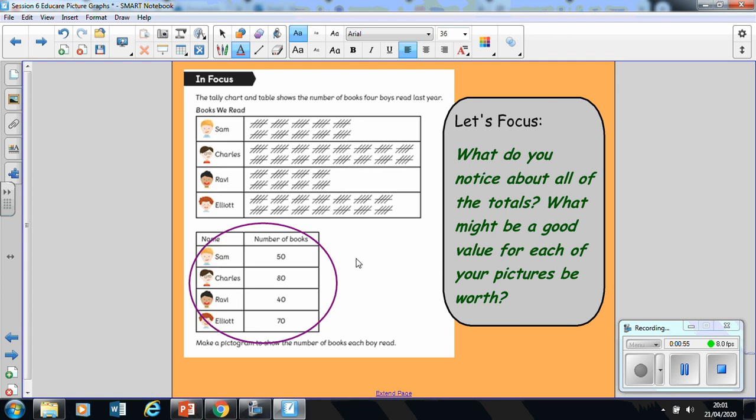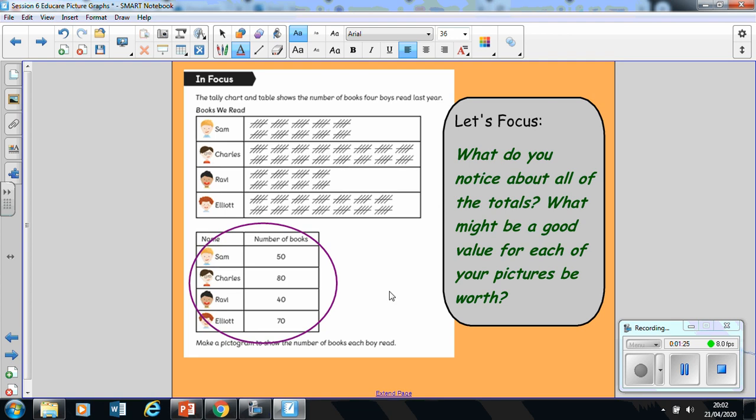So before you go off and do that, I'd like you to look carefully at the table which has used the tally chart information to come up with its final answers. What do you notice about these numbers, or the total number of books each of these children have read? That's the first thing I'd like you to talk about.